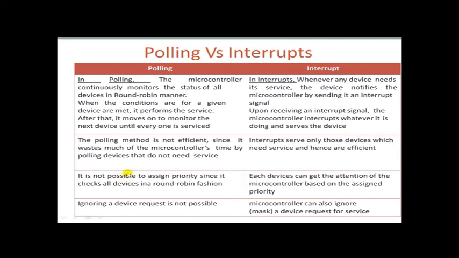It is not possible to assign priority in polling since it checks all the devices in round-robin fashion. But in interrupts, each device can get the attention of the microcontroller based on the assigned priority. That means you can assign the priorities. In polling, ignoring a device request is not possible. But in interrupts, the microcontroller can also ignore or mask a device request for service.